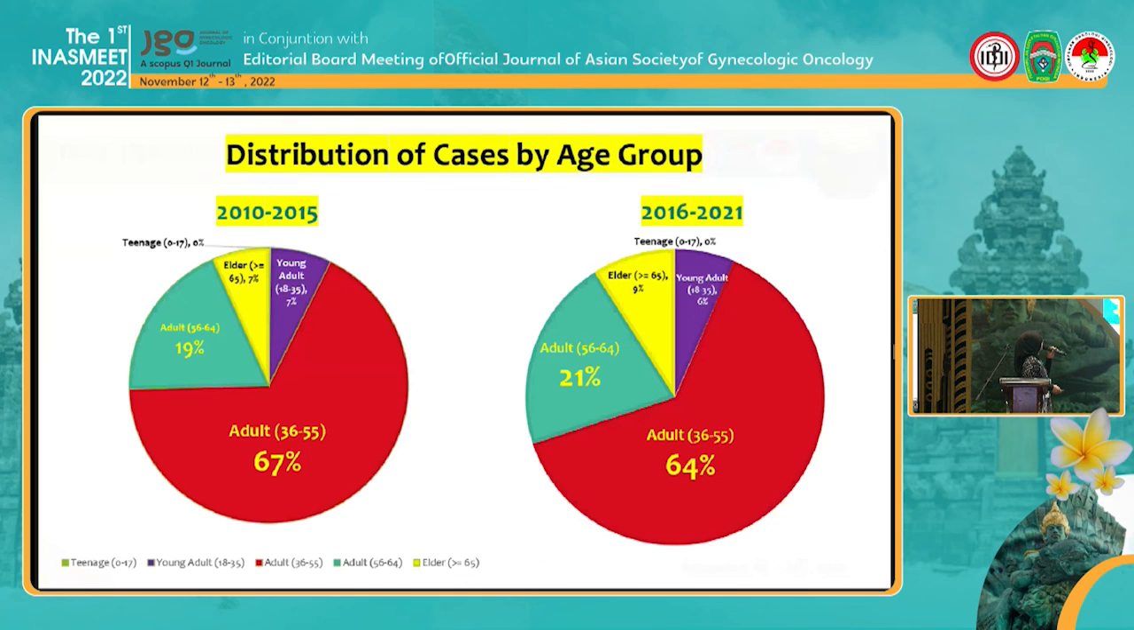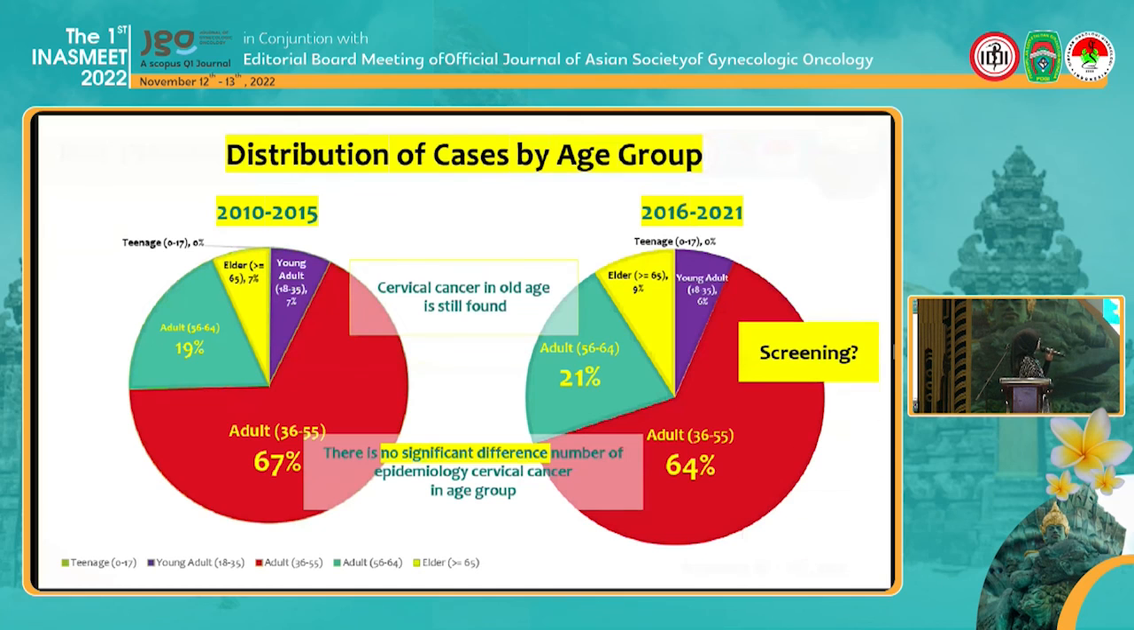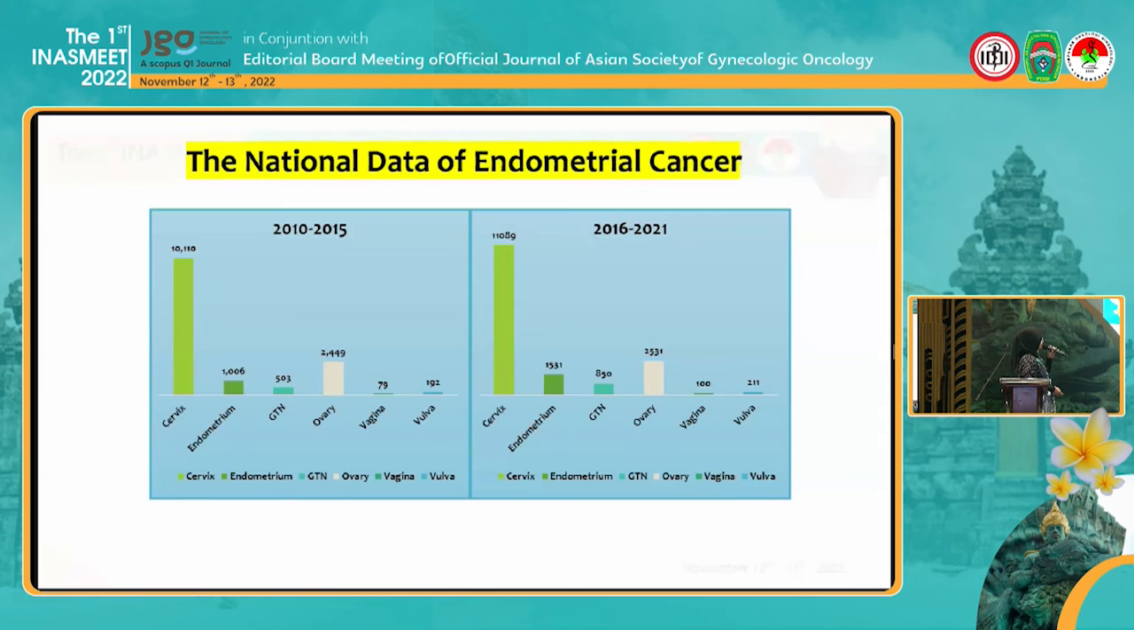And this is the same. There is no significant difference in cancer by age group. Cervical cancer is still found in old age. And how about the screening? Still the same in the screening.